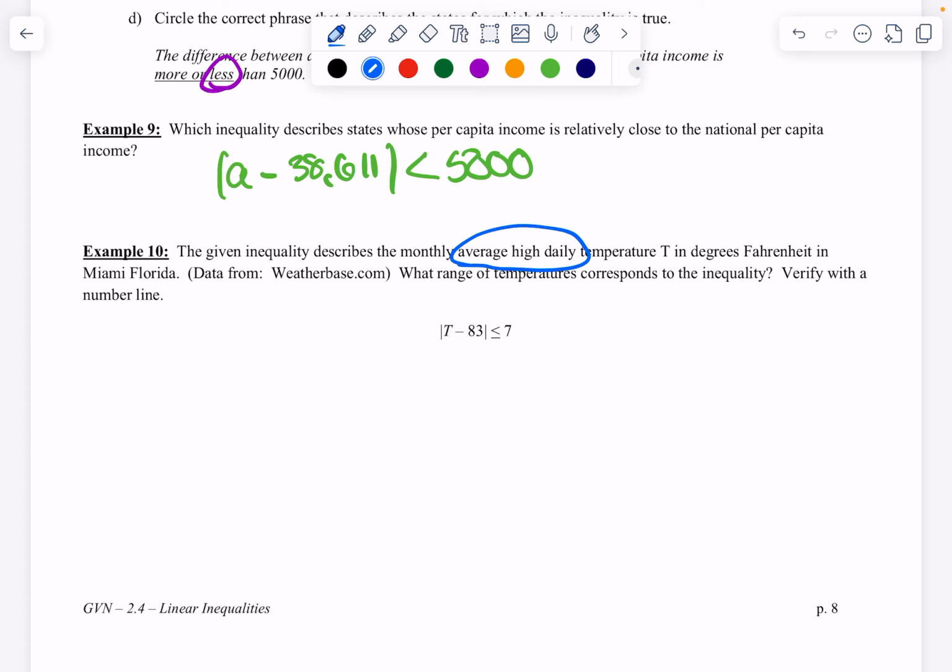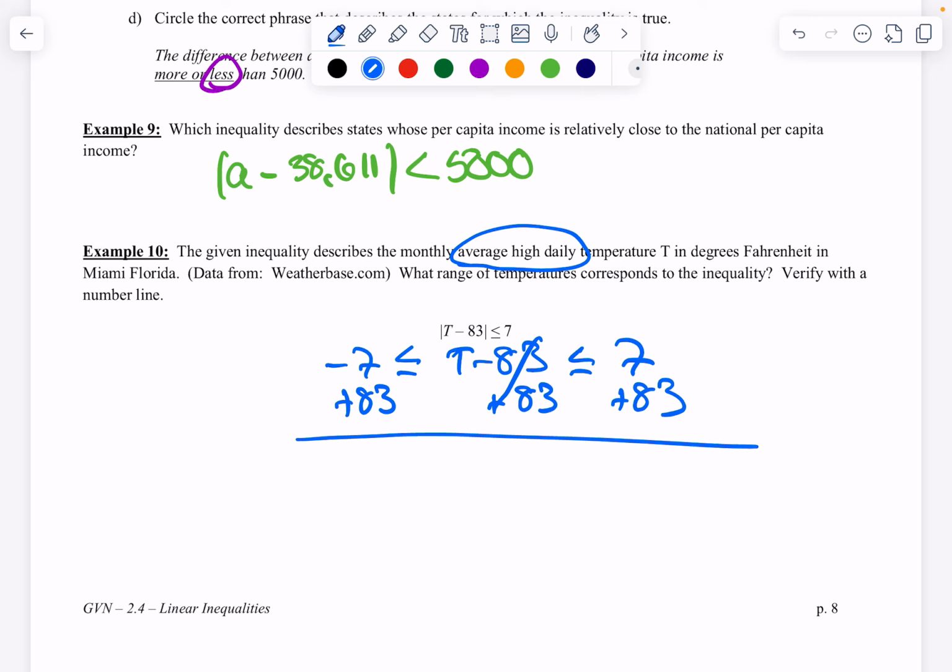Okay, so absolute value of T minus 83 is less than or equal to 7. It is less than, so when we take off the absolute value signs, we're going to do negative 7 is less than or equal to T minus 83 is less than or equal to 7. We need to add 83 because we have to isolate the T here. And negative 7 plus 83, 83 minus 7 is 76, is less than or equal to T, is less than or equal to 90.